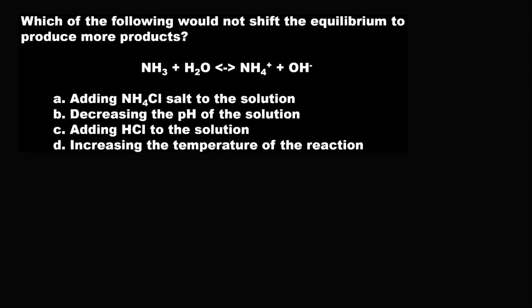Let's look at this problem here. Which of the following would not shift the equilibrium to produce more products? So let's go through each of these answers one by one to see which way they would end up shifting our reaction or equilibrium due to Le Chatelier's principle.